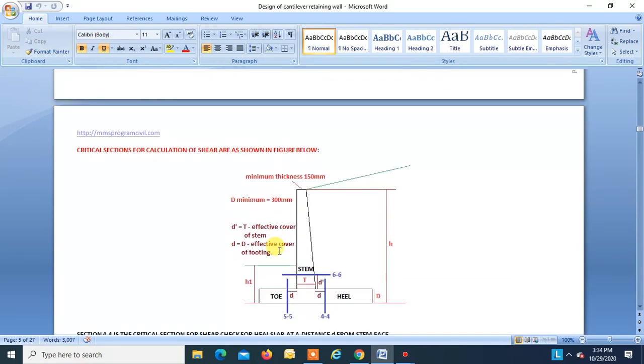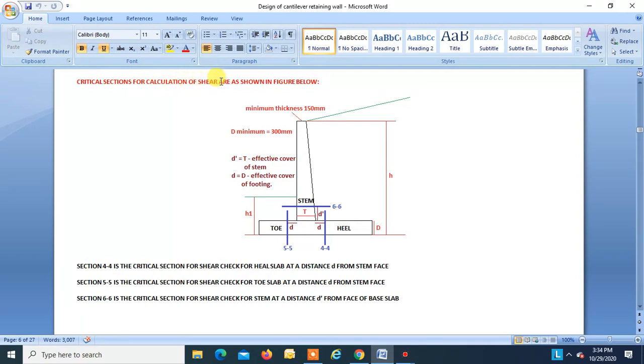You have to find the moments at these sections, for which the stem, toe and heel are designed. Critical section for shear check is as shown in the figure, at a section d from the face of the stem. This is effective depth d, equal to capital D minus effective cover. For the heel, you have to check one way shear at this section, for the toe at this section, for the stem at a section d dash, where d dash is t minus effective cover of the stem.